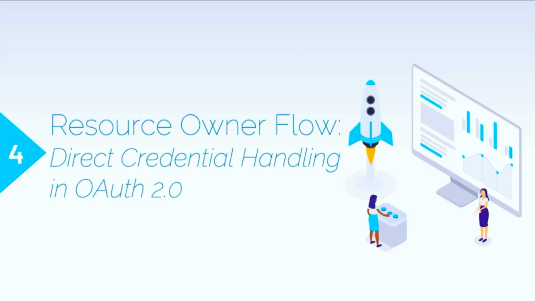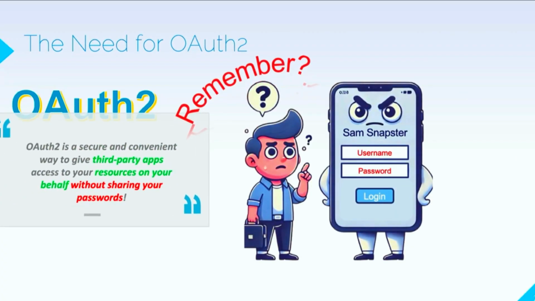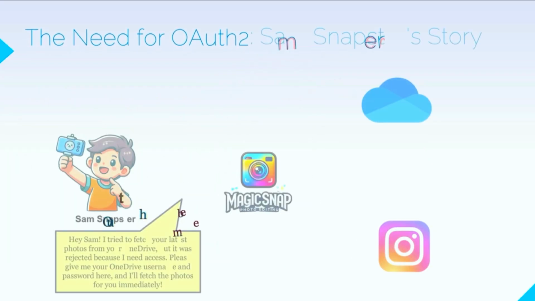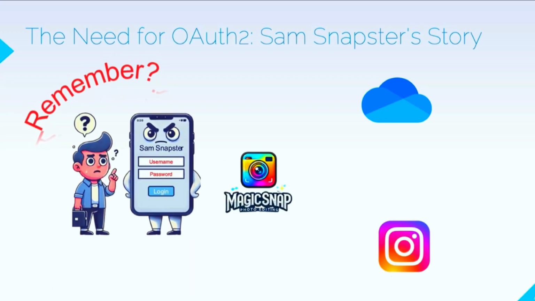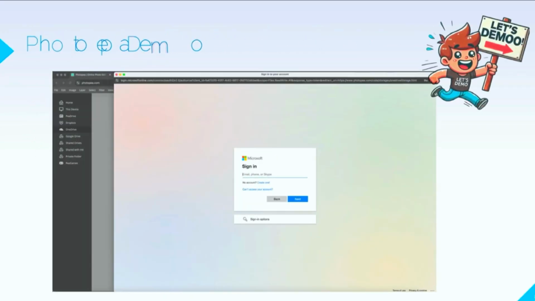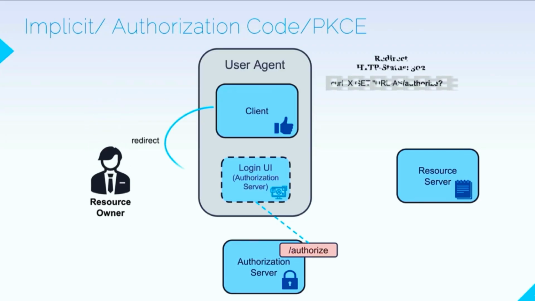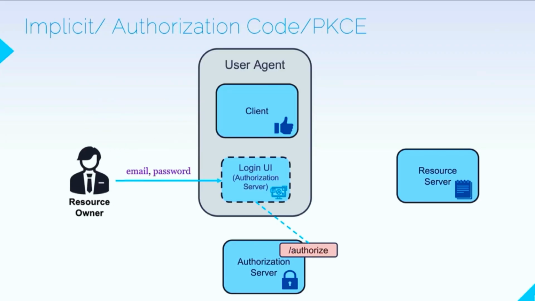In this lesson, we are going to talk about a special OAuth 2 flow, the resource owner password credentials flow. If you recall from our earlier lessons, we have emphasized the importance of not sharing user passwords directly with the clients. This was one of the core reasons for the creation of OAuth 2, starting with Sam Snavista's story and his editing application Magic Snap, and continuing through our demo with OneDrive and Photobee across all OAuth 2 user-initiated flows: implicit, authorization code, and PKCE.